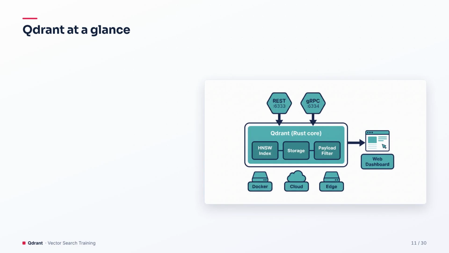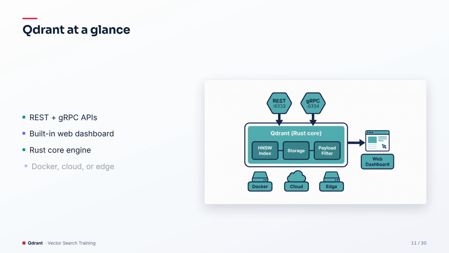Qdrant ships as a single Rust binary. It exposes both a REST and a gRPC API on ports 6333 and 6334, and it bundles a web dashboard so you can explore data with no extra tools. The performance-critical core, the index, storage, and filtering, is written in Rust. You can run it in Docker, in the cloud, or embedded on the edge.